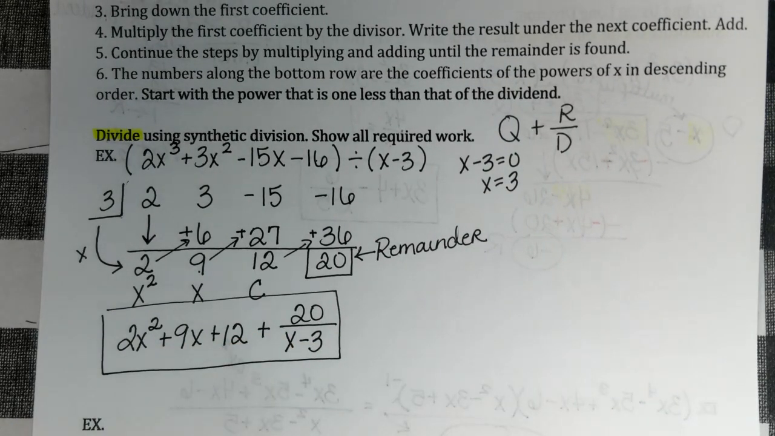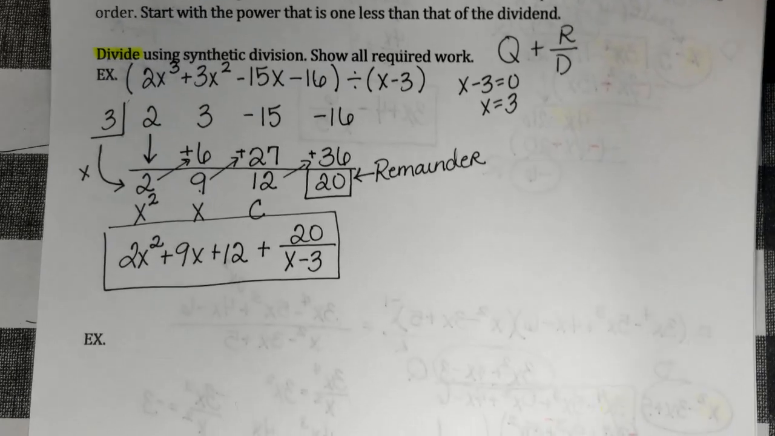So synthetic division is much quicker than long division. It's much easier, but you can only do it with a linear factor. So that second example of long division that we had, you could not do synthetic division with. Okay? Do we understand those steps and where I got the numbers from?